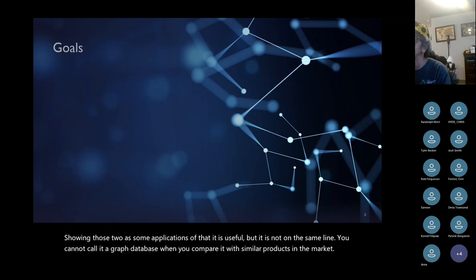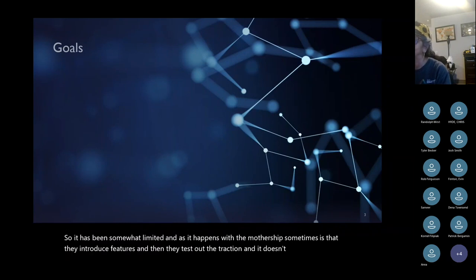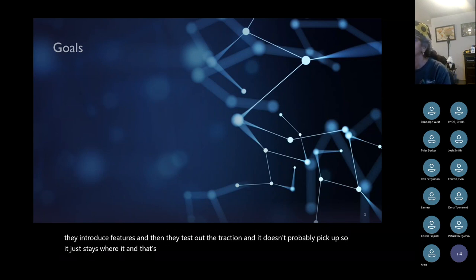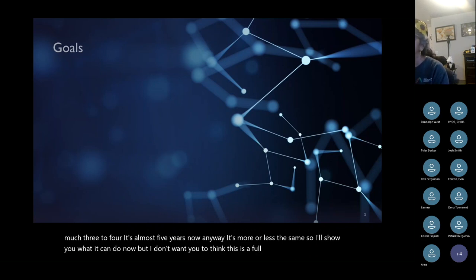So it has been somewhat limited, and as it happens with the mothership, sometimes they introduce features and then they test out the traction and it probably doesn't pick up. So it just stays where it is, and that's where it has been. In the past 3 years, it hasn't evolved all that much. 3 to 4, it's almost 5 years now. Anyway, it's more or less the same. So I'll show you what it can do now, but I don't want you to think this is a full-fledged graph database. So I divided this presentation into two halves.